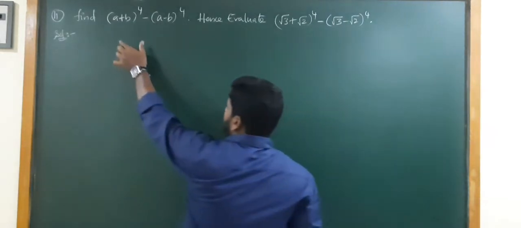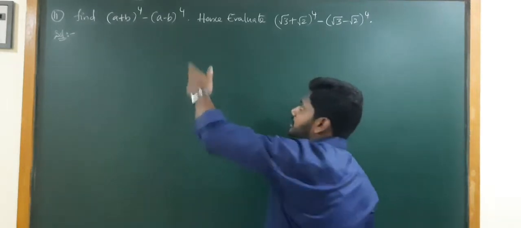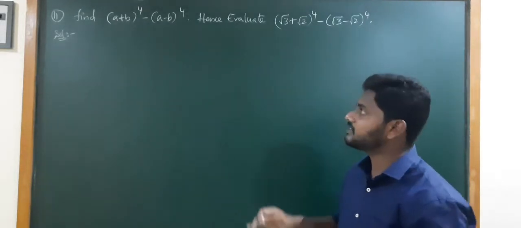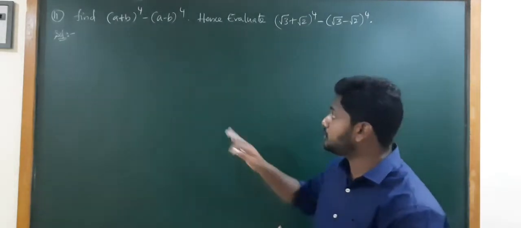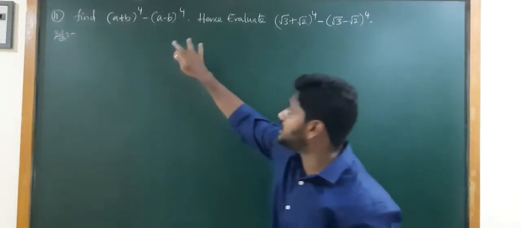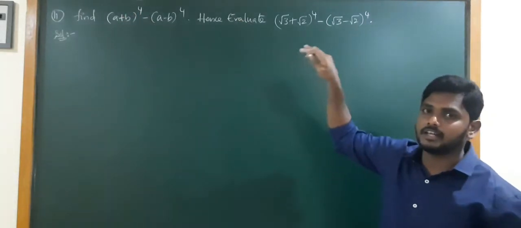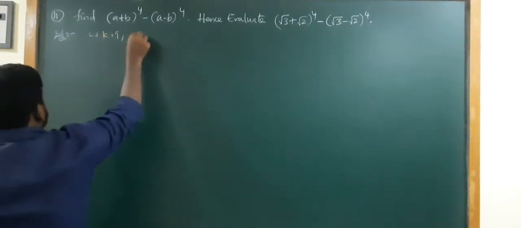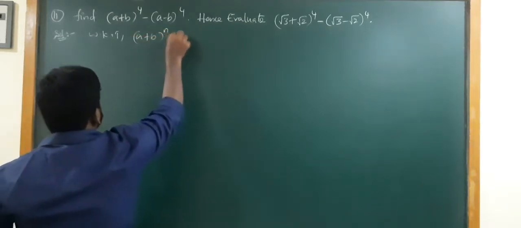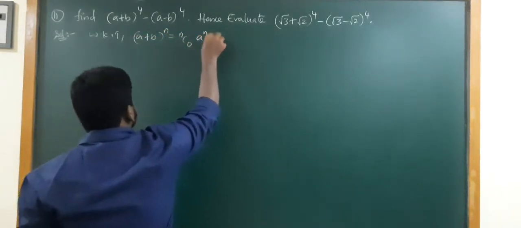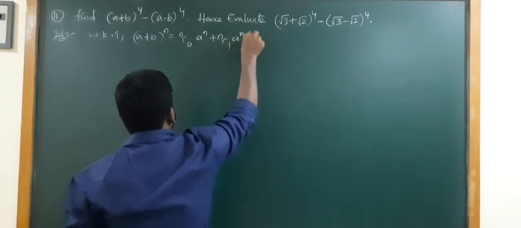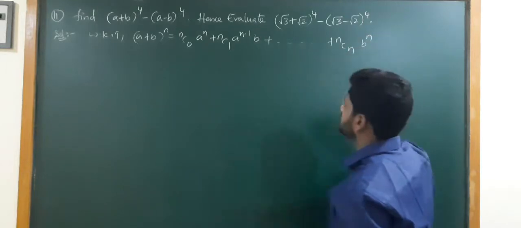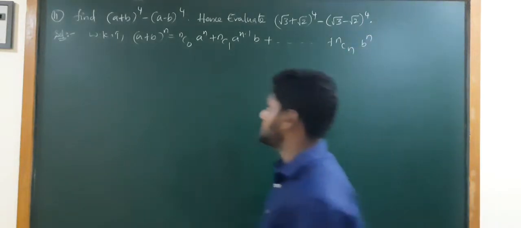So first of all, we need to find what is (a + b)^4 − (a − b)^4. Here you should not apply the direct formula. Why? Because this is a question from the binomial theorem. So you need to expand (a + b)^4 − (a − b)^4 in expansion manner only. We already know that (a + b)^n is equal to nC0 a^n + nC1 a^(n−1) b + and so on up to nCn b^n. In that manner, we need to expand those two.